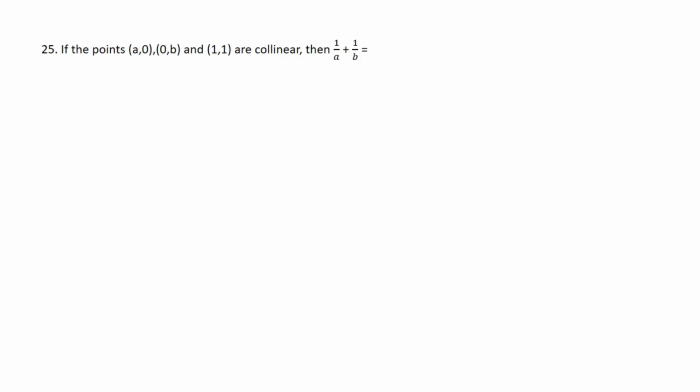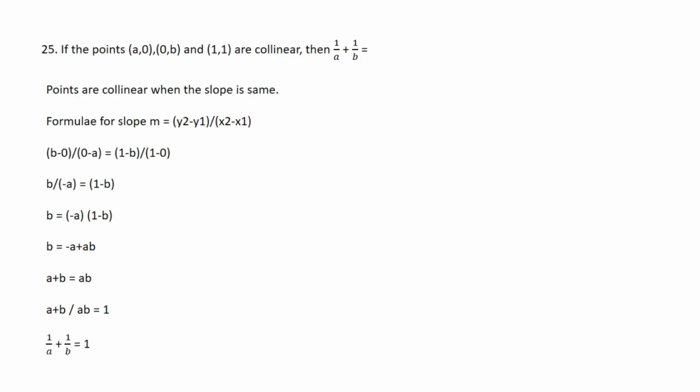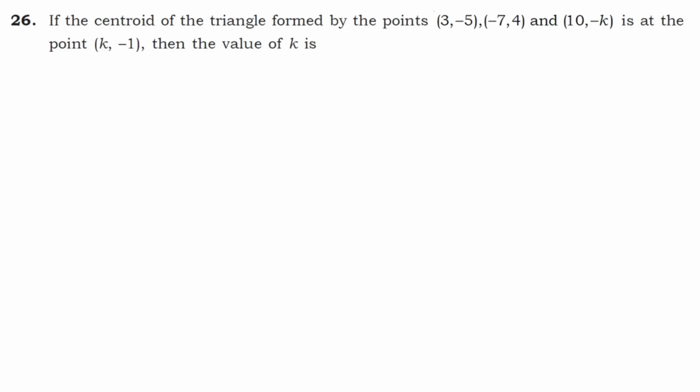So next question. If the points (a, 0), (0, b) and (1, 1) are collinear, then 1 by a plus 1 by b equal to. Points are collinear means the slope is the same. So formula for slope m equal to (y2 minus y1) by (x2 minus x1). By substituting the values in the above equation, we can get 1 by a plus 1 by b equal to 1. Right?